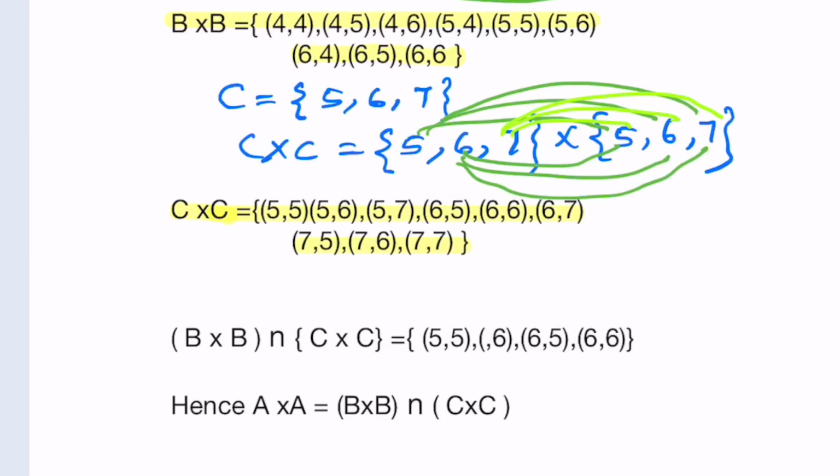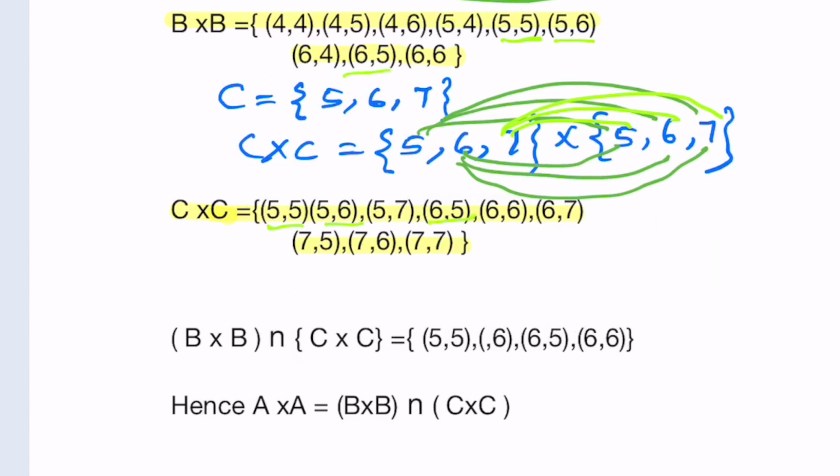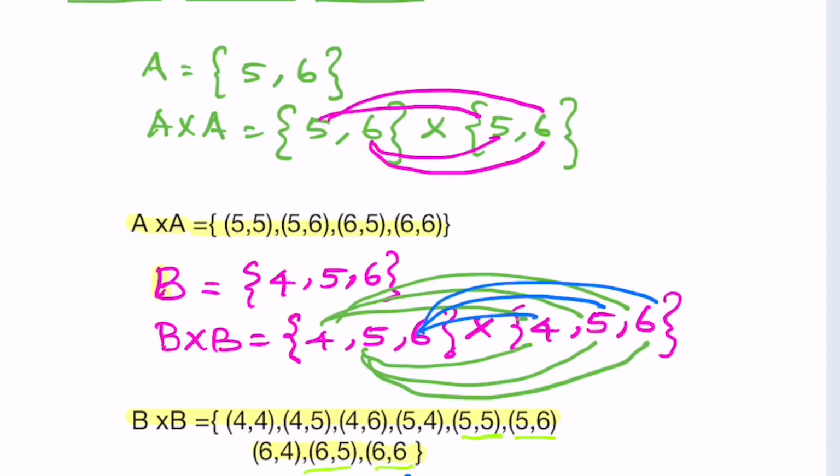So now let us find B cross B intersection C cross C. Now let us look into B cross B and the set C cross C and find which ordered pairs are common. We see 5, 5 in both. Similarly 5, 6 and 6, 5 and 6, 6.